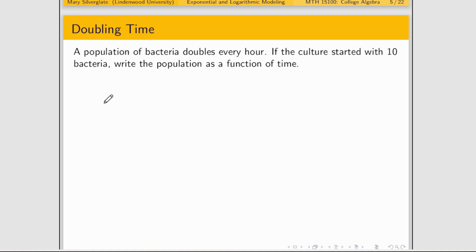So let's look at an example you might see in something like a biology or a chemistry class. So it says a population of bacteria doubles every hour. If the culture started with 10 bacteria, write the population as a function of time. So here I know that I'm going to be using the y is equal to a naught e to the kt because, and this is an example of where I would probably on a test give you a little bit more direction than they're giving you here.